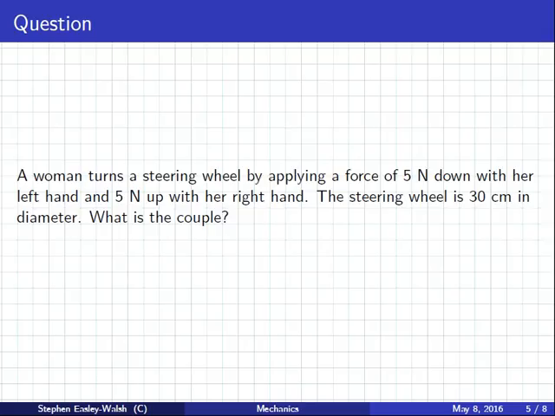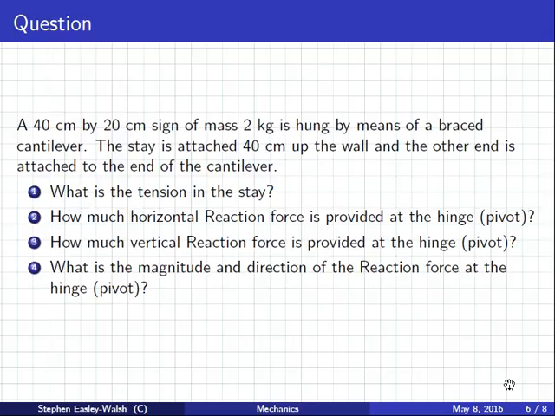Now the next one is a cantilever one, which I'll do. But what I want you to try and do is draw this problem. It's a 40 centimeter by 20 centimeter sign of mass 2 kilograms hung by means of a braced cantilever. The stay is 40 centimeters up the wall, and the other end is attached to the end of the cantilever. So you've got a sign like this, 40 by 20, and you put it up against the wall, and you have a stay here. I want you to try and draw this, and more importantly, draw the forces on the diagram as well. Then I'll solve it.